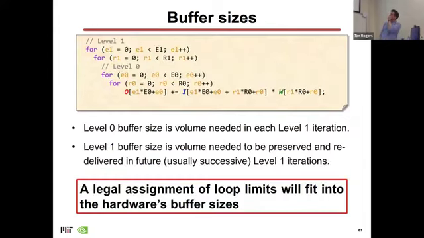Sizing here, this is sort of obvious, right? Level 0 buffer is the volume needed for each of the L1 iterations, and level 1 buffer size is the volume needed to deliver the next iterations over and over. And you want to size these loop limits such that they fit inside the buffer.